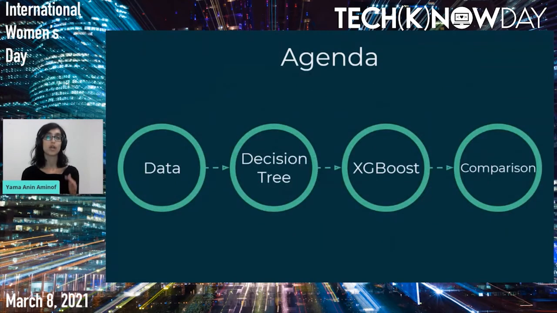The first thing we're going to talk about is the dataset and the process of extracting features from songs. Then we're going to see how to build a decision tree and how it performs in this case of genre classification. Then we'll dive into XGBoost and see how it improved the results. And we'll finish with a comparison to other machine learning models.